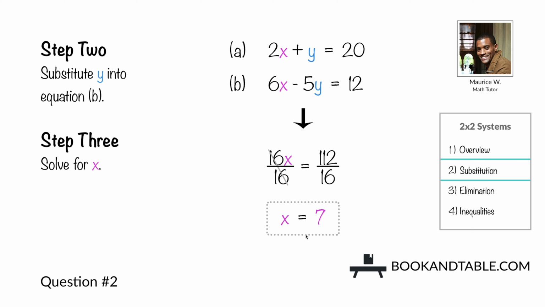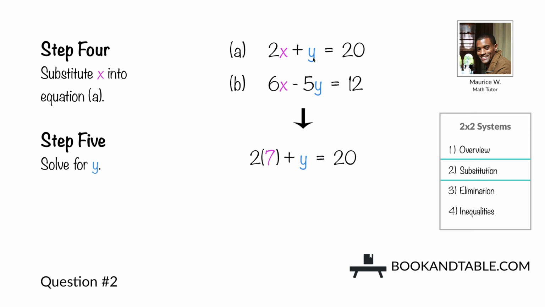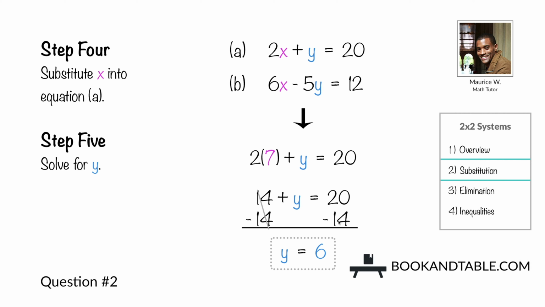And now that we've solved for x, we can now solve for y. So we'll substitute x into equation A here. And then step 5, we'll solve for y. So 2 times 7 is equal to 14, plus y is equal to 20. And to isolate y, we'll subtract 14 from both sides, giving us y is equal to 20 minus 14, which is equal to 6. So for question number 2, we get x is equal to 7 and y is equal to 6.